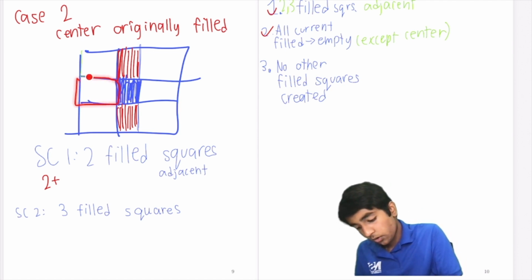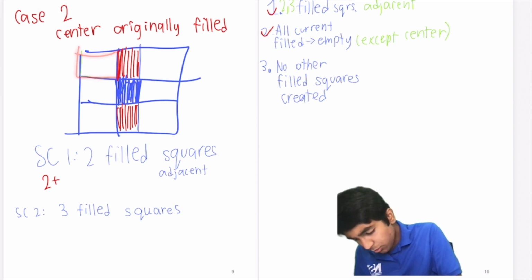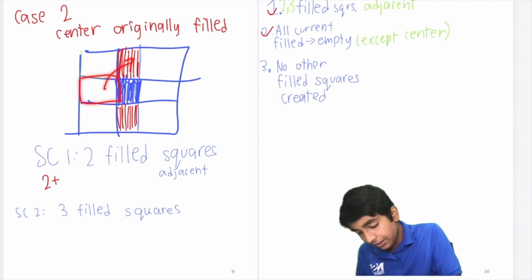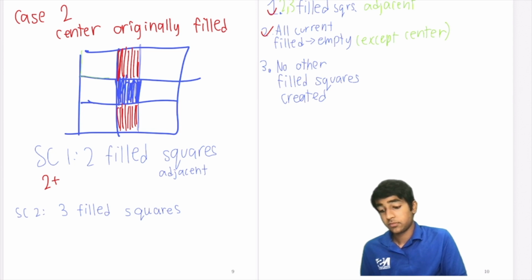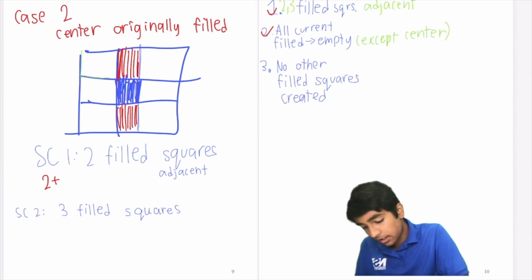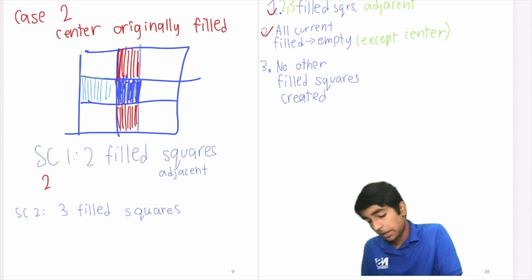This one, oh, this one won't get created, but this one will. Notice how this empty square, sorry, is adjacent to 3 filled squares, so it's going to get filled. That means this case doesn't work because we don't want this square to become filled. So it's just 2 here. There's no plus, just 2 for this subcase.